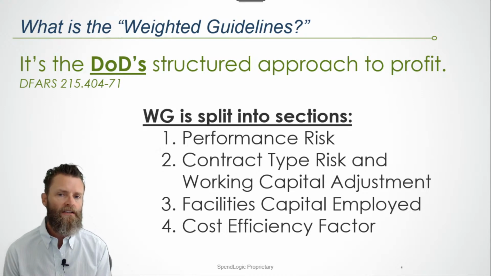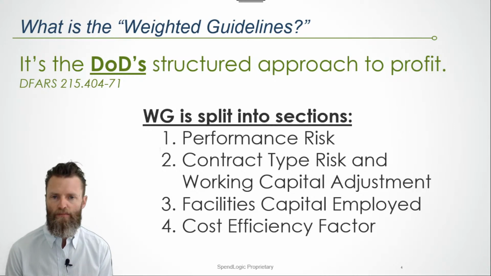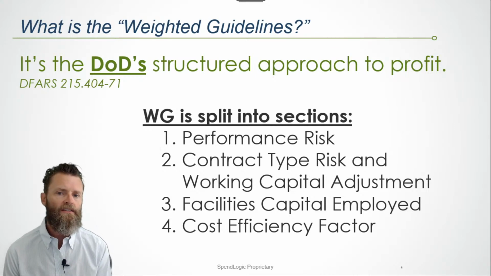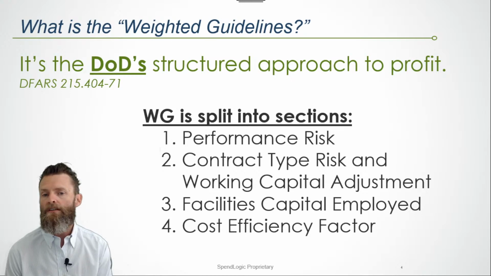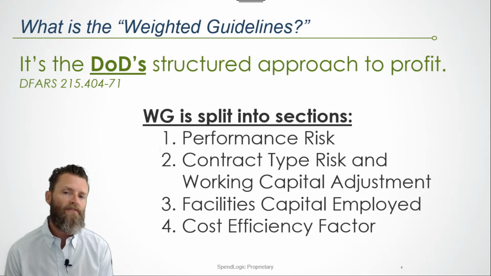So the weighted guidelines itself, and I'm going to show you the DoD's form here in just a second, but high level, it's split into sections. And these are the areas that the DoD looks at and then adds together so that they come up with your composite profit, I should say fee percent. First, performance risk, and again, we're going to get into each and every one of these separately, so I'm just going to walk through them. Performance risk, contract type risk, and working capital adjustment, facilities capital employed, and then cost efficiency factors.